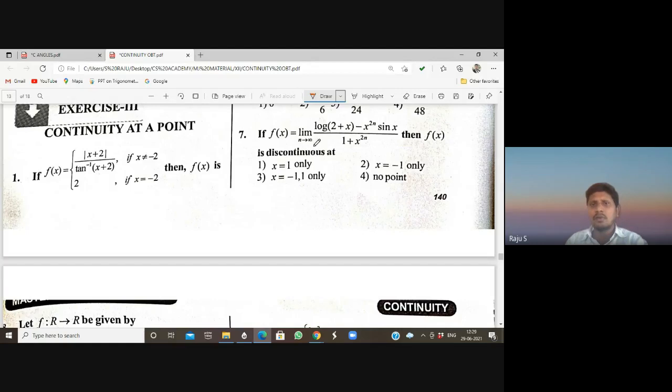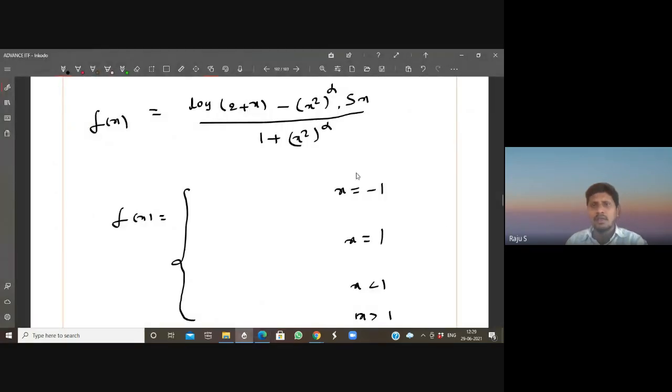When I substitute x is equal to 1 and minus 1, what will happen here? First substitute minus 1. What about this value? Log of 2 plus minus 1, log 1 value is 0, am I right? Substitute in place of x first minus 1. So what is the resulting function? Log of 2 minus 1 is log 1, 0, minus 1 whole square plus 1, 1 to the power of infinity is 1 only, into sine 1.